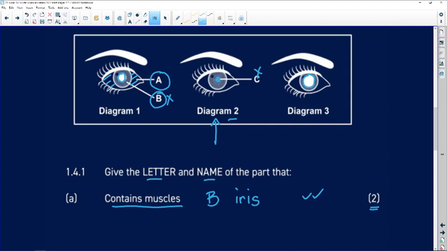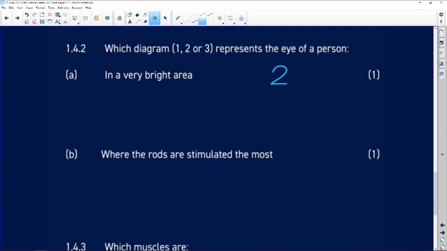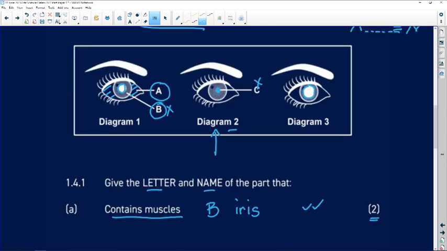where the rods are stimulated the most. Remember that our photoreceptors are divided into cones and rods. And the cones are there for bright light and color. Our rods are there for dim light and shades of what we're seeing rather than colors. So which diagram shows us what we would be seeing in dim light? In dim light, our pupil is going to be dilated in order to allow as much light into that eye as possible so we can see as clearly as possible, but it's going to be diagram 3.